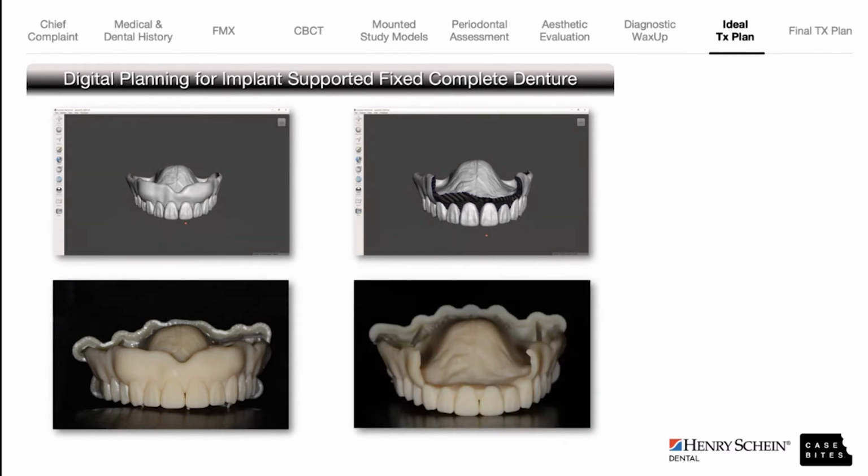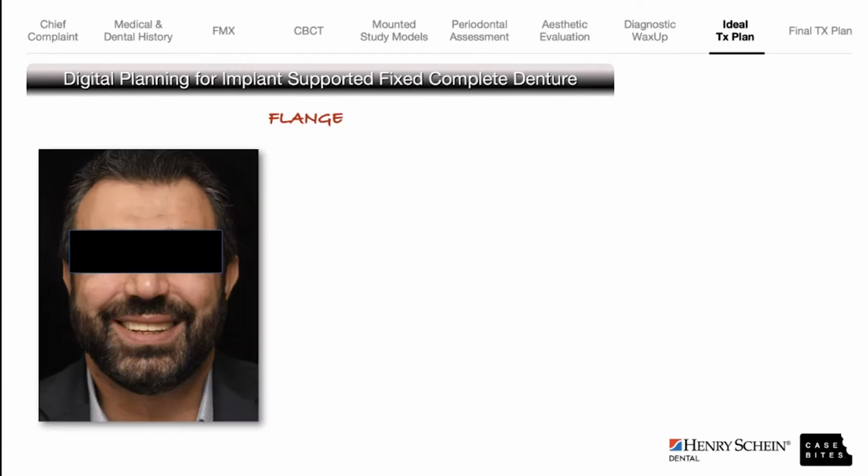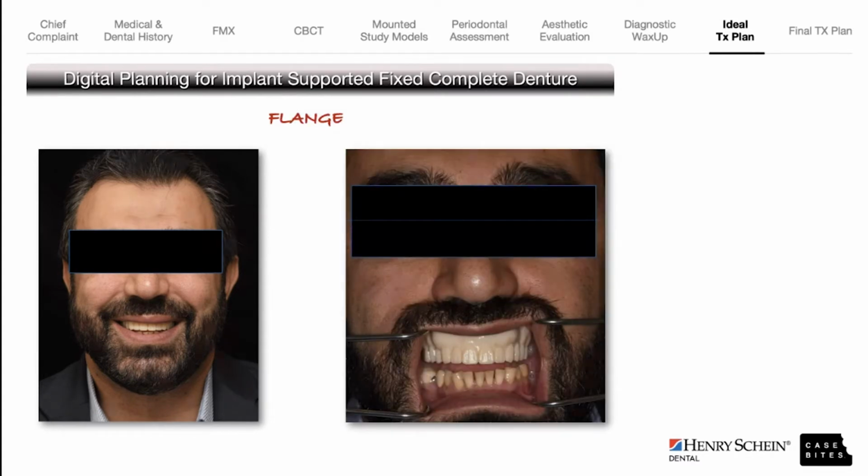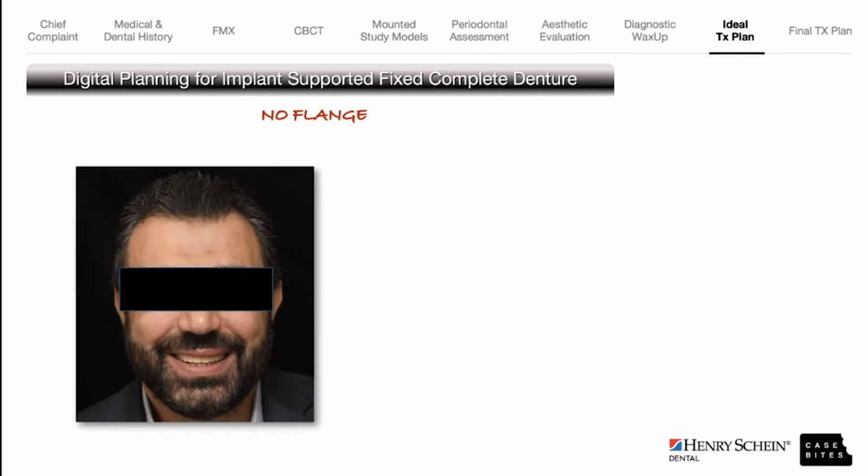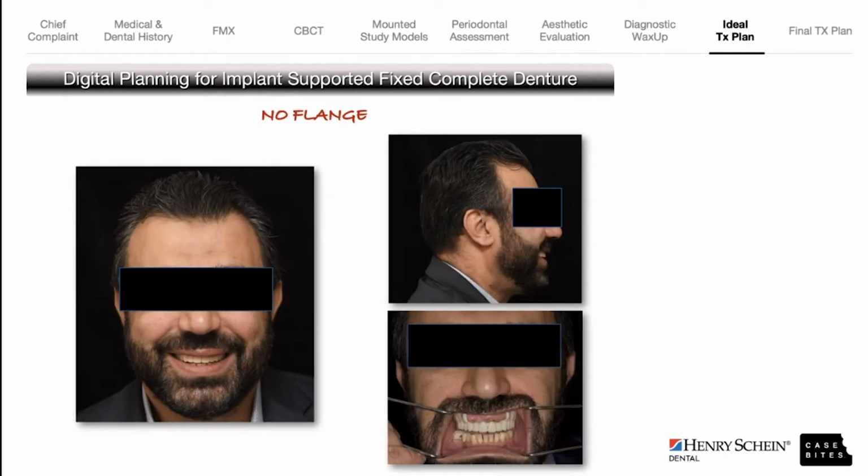Now, at our next appointment with the patient, we will be determining the need for a flange. So we insert first the prototype that has the flange, evaluate the patient. And in this case, we can see that the patient has pretty good aesthetics and lip support with the flange. And then we evaluate the prototype without the flange. So in this case, we can see that the patient can tolerate no flange.